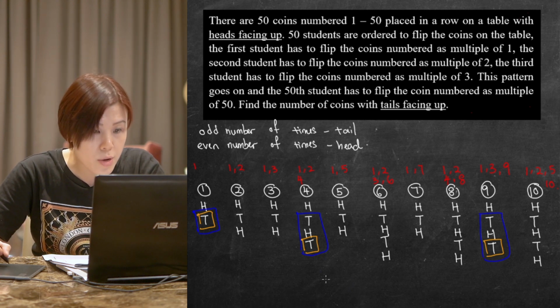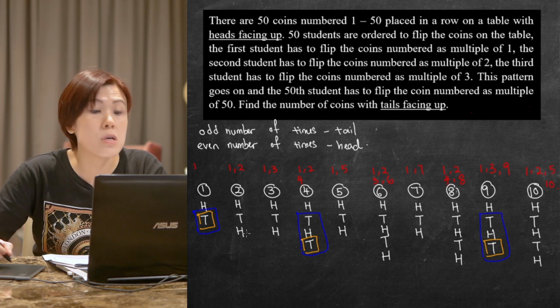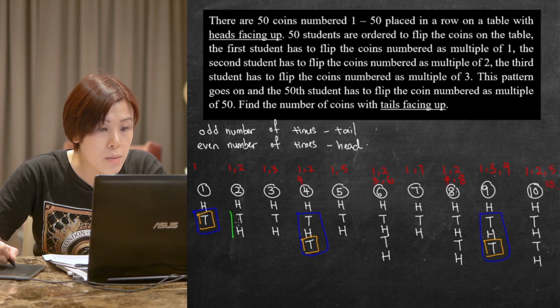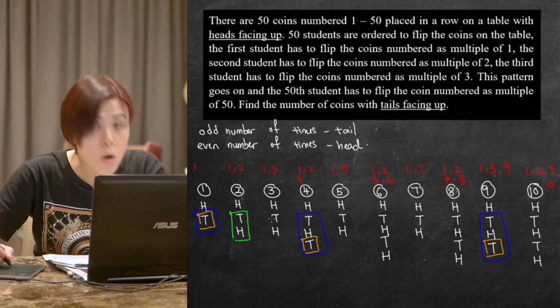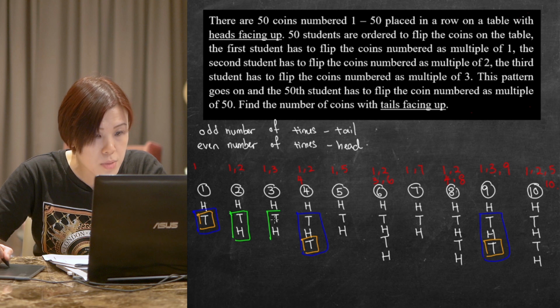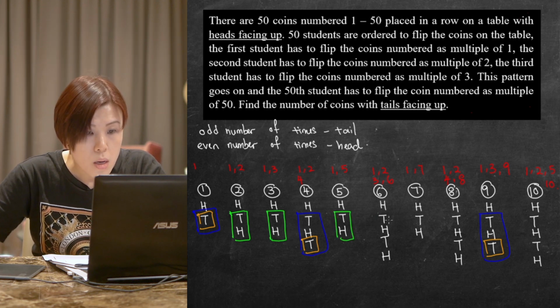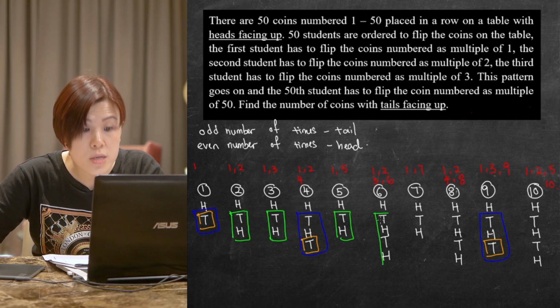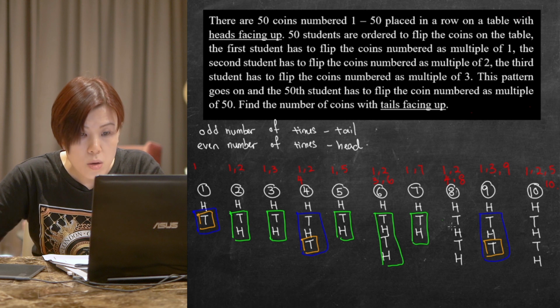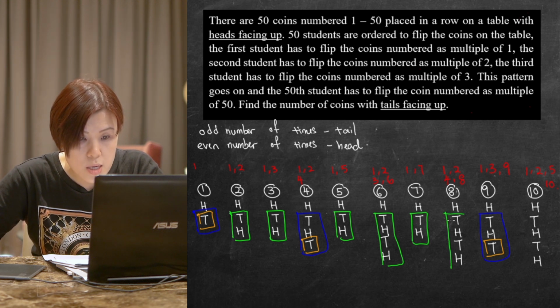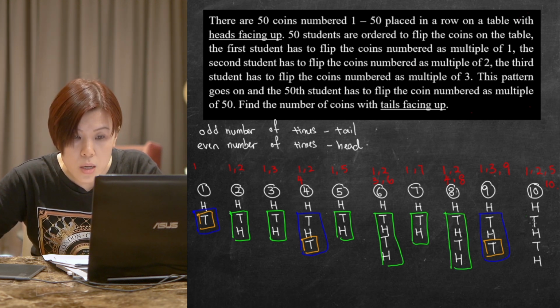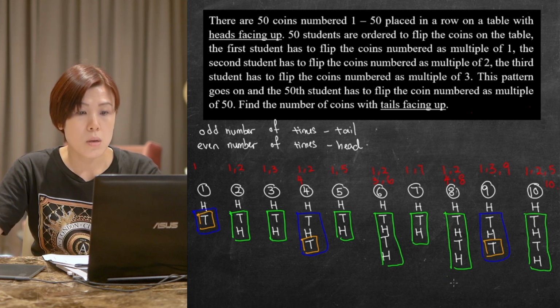And the rest of the coins, for example, coin number 2, is flipped 2 times. Coin number 3 is flipped 2 times. Coin number 5 is flipped 2 times. Coin number 6 is flipped 4 times. Coin number 7 is flipped 2 times. Coin number 8 is flipped 4 times. And coin number 10 is flipped 4 times, which is an even number of times.